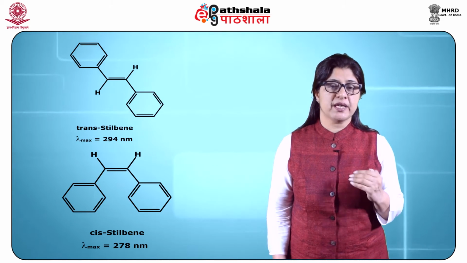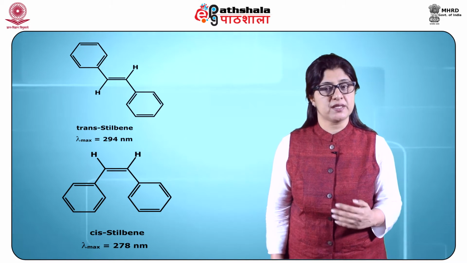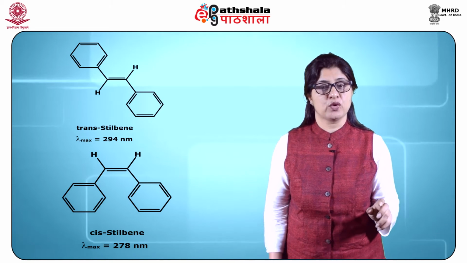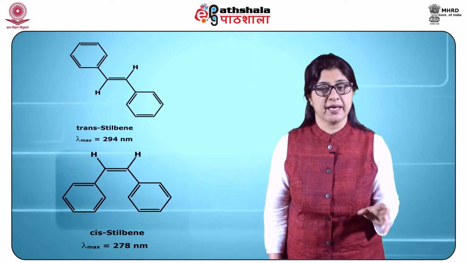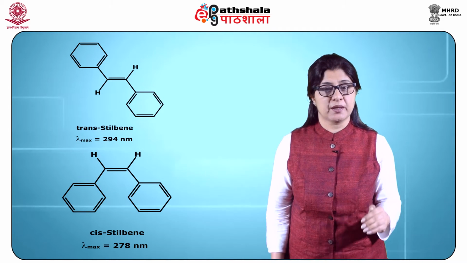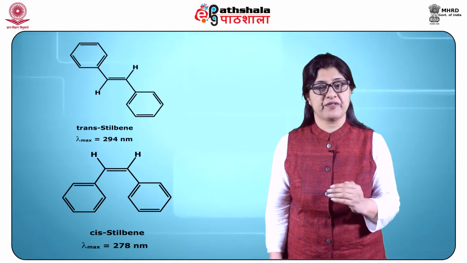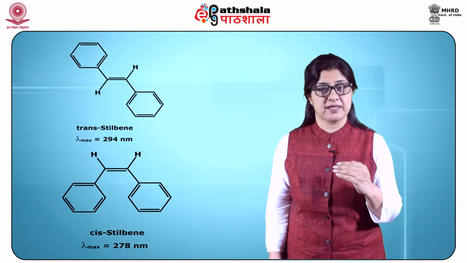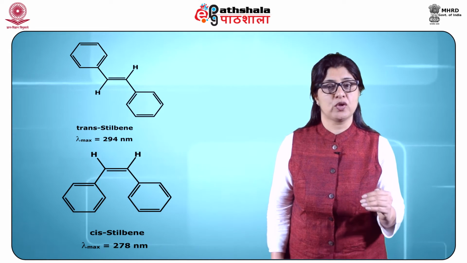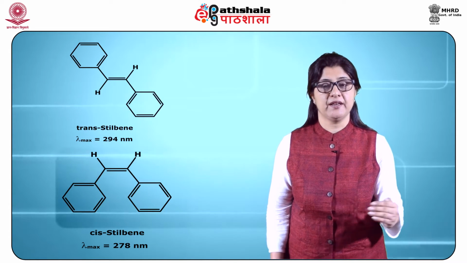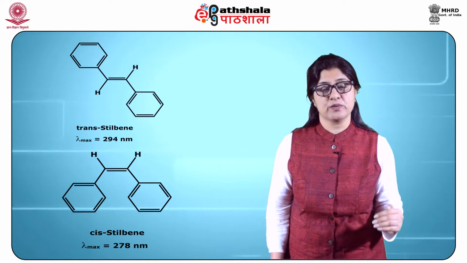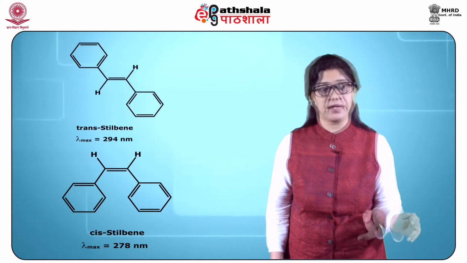This observation can be explained on the basis of steric hindrance. In the trans isomer, two bulky phenyl groups are opposite to each other and there is no steric hindrance, as a result of which the double bond and the pi bonds of the phenyl rings lie in the same plane, and thus the pi orbital overlapping of the conjugated system is highly effective, as a result of which the trans isomer absorbs at a longer wavelength.